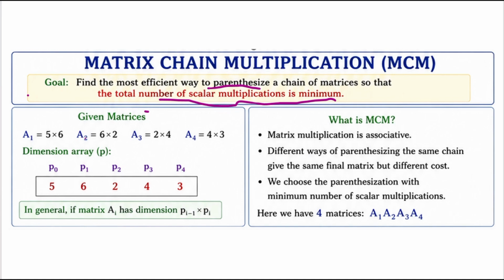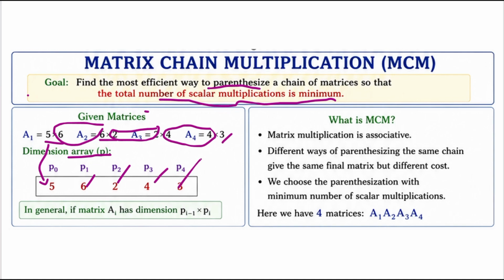Here we want to multiply four matrices: A1, A2, A3, A4. What are the dimensions? The dimensions array is P: P0, P1, P2, P3, P4. This is the first dimension, that is 5. Then A1 multiplied with A2 is 5 into 6 times 6 into 2. So 6 is common here, take 6 here. 2 is common, so write 2 here. Here 4 is common. Write 4 here. Finally, write the final value right here. So this is the P0, P1, P2, P3, P4 values.